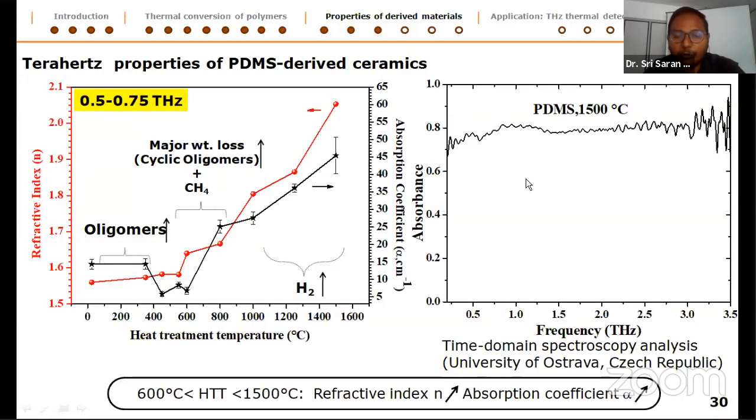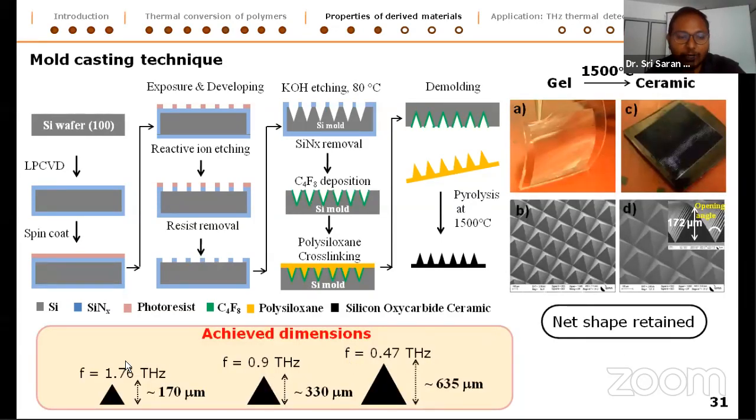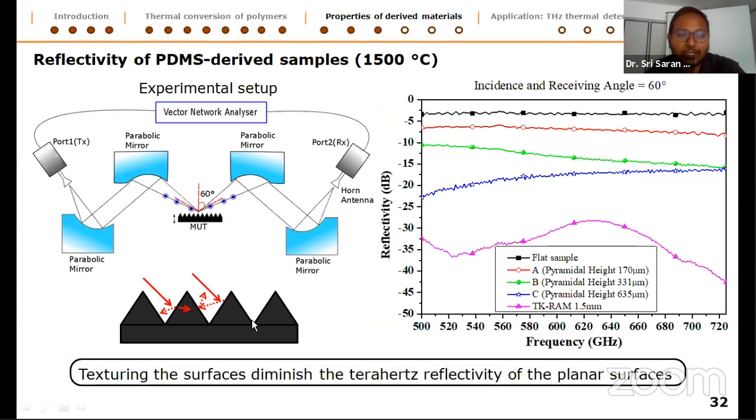And in order to improve furthermore, we thought of making pyramidal samples like this by mold casting technique. First we make a silicon mold, then you pour the polymer and detach it, and you pyrolyze it, and you get a pyramidal structure. Here you can see we are able to achieve different sizes of the pyramids by taking different molds, and the size of these molds is suitable to the terahertz radiation itself, the frequency of the terahertz radiation itself. We also noticed that the net shape is retained. And we measured the reflectance at an angle of 60 degrees, and we can see that the initially flat sample is reflective, and then by increasing the pyramidal height, the reflectance reduces. So for sure, making the pyramidal structure changes the reflectivity.